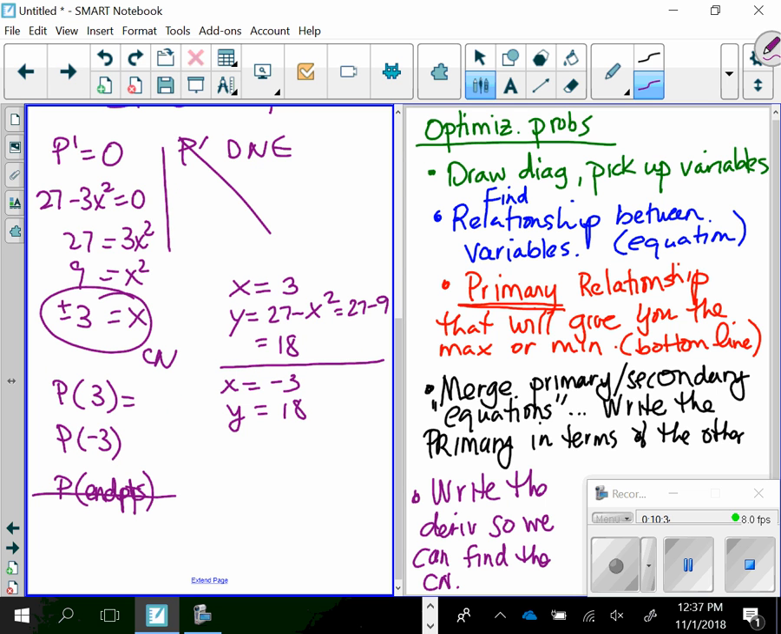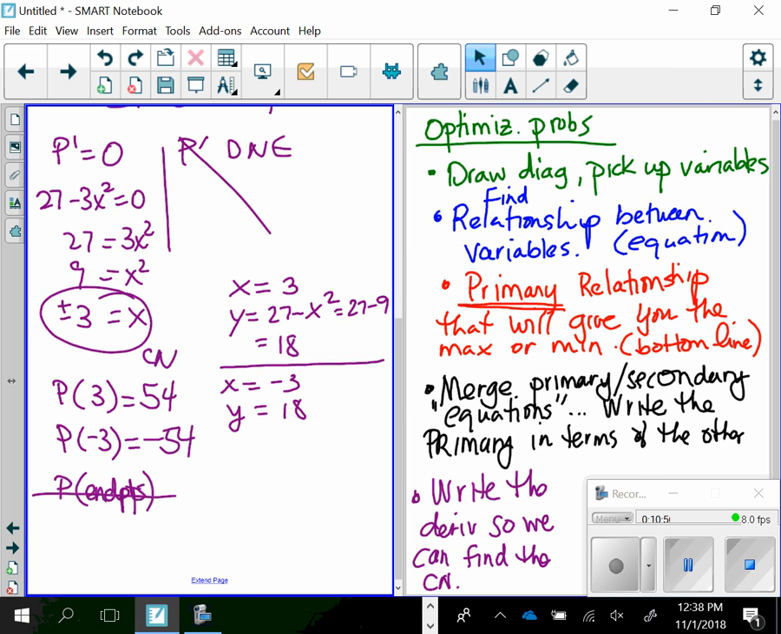So what's the P of 3? What's the product of x and y? 3 times 18, what is that? 54. And what is the P of negative 3? Negative 54. Okay, so we have all the information.